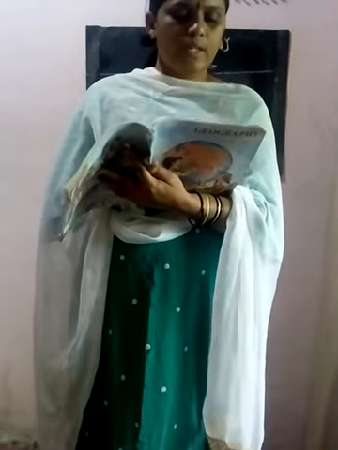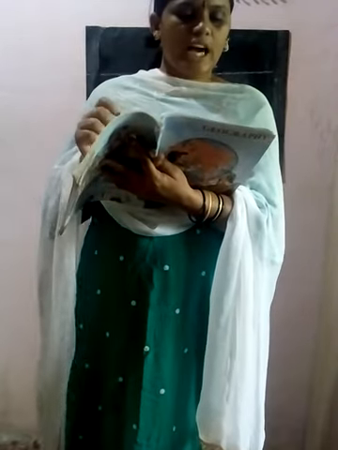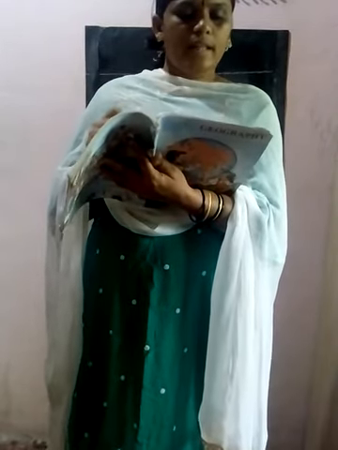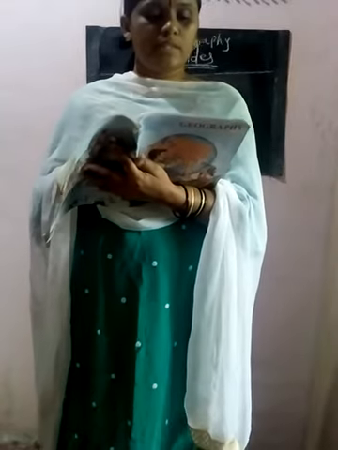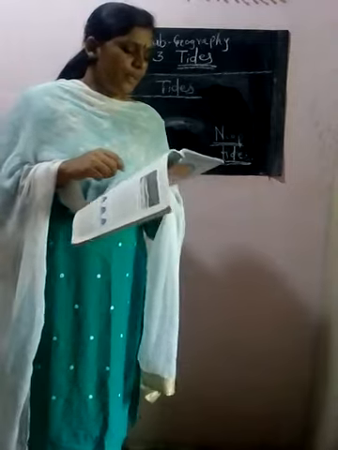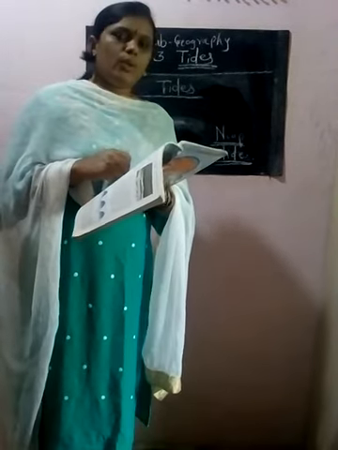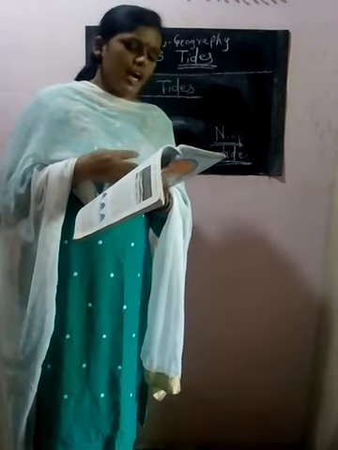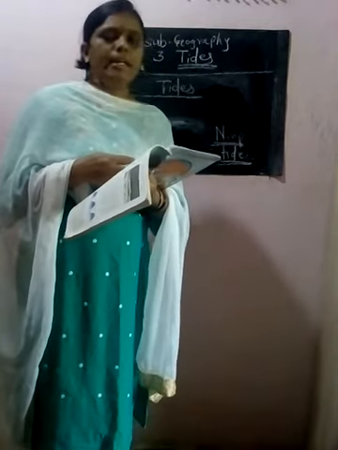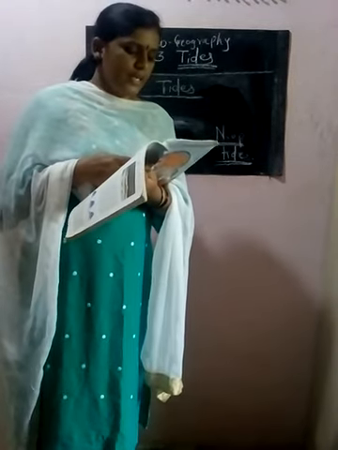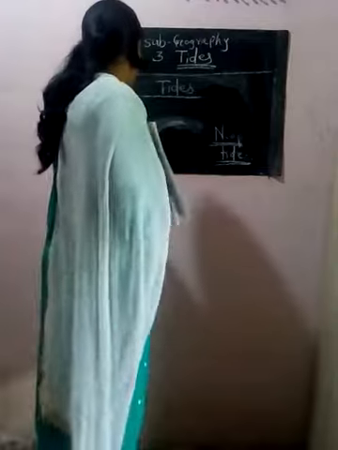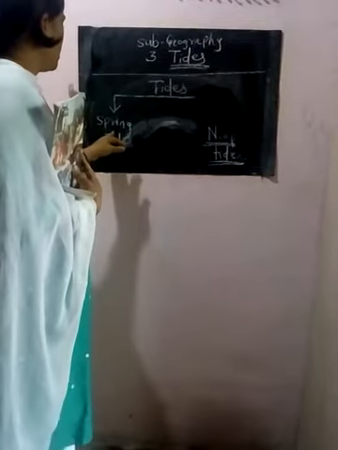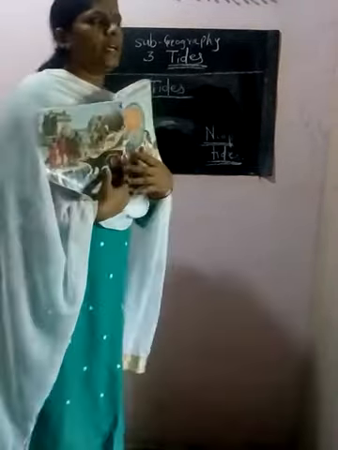Neap tides are a little lower than the average high tides, and a little higher than the average low tides. You understand the two types of tide? First is the spring tide and second is the neap tide.